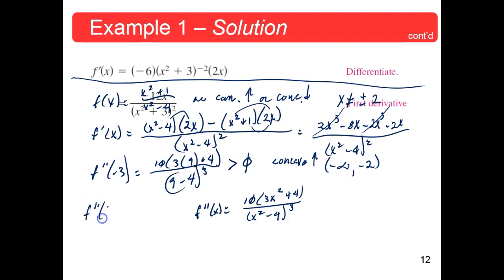So f double prime of 0 is going to be what? The 10 stays a 10. 3x squared becomes a 0. That becomes a 4, it stays a 4. But what does that denominator become when x equals 0? It would have worked just as well for minus 1 or 1, they're both easy. What does that denominator become when x equals 0?